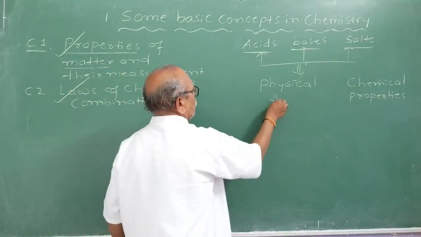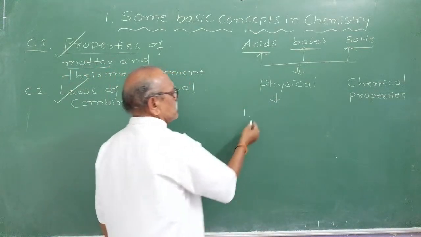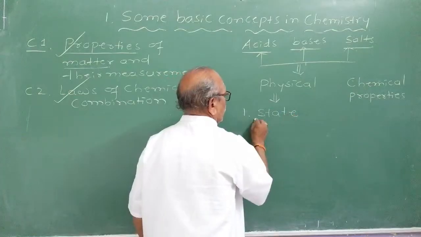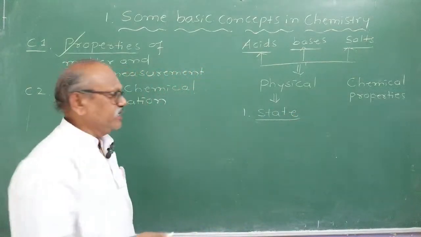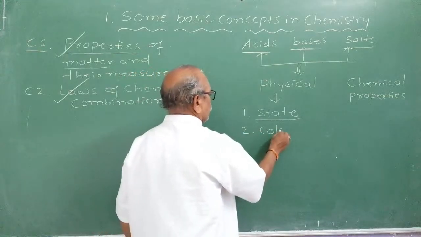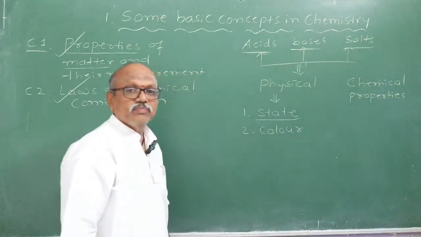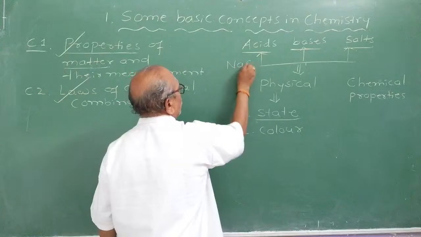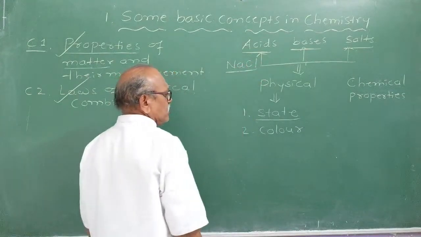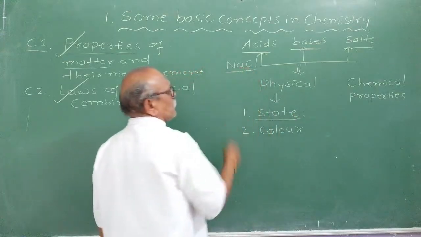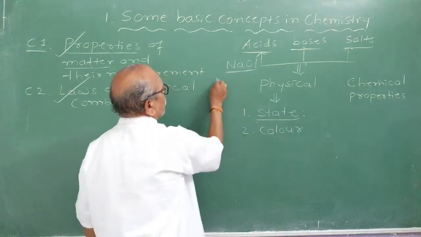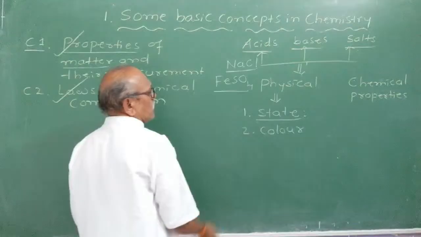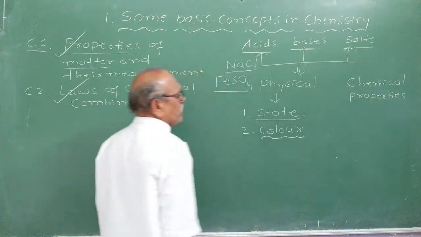What are the physical properties? If you take any substance, the physical properties include, first of all, their state. Are they in the solid state, liquid state or gaseous state? Then their color. Color comes in physical property. For example, if you take sodium chloride, a salt, what is the color of it? It is white in color. State, it is a crystalline solid. If you take ferrous sulfate, it is green in color, a crystalline solid. Like that, every substance or compound will have color.